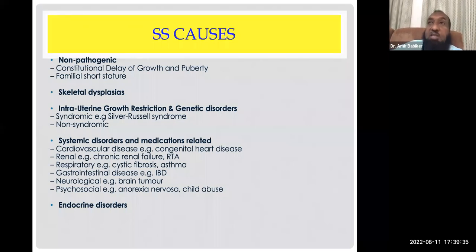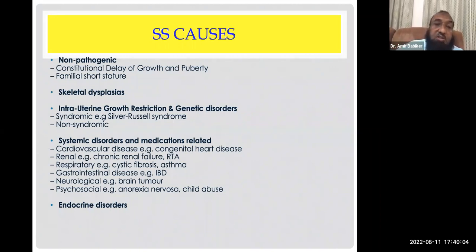If you see a short girl, and pronouncedly short, then obviously you have to think about Turner and the karyotype and whatever. So you have to look actively for a cause, not like in boys. Familial short stature is a genetic one when both parents and a number of family members are short. So there are some genetics of short stature, and this is mainly in the growth plate site, not at the growth hormone secretion level.